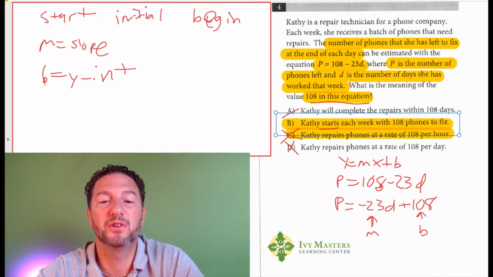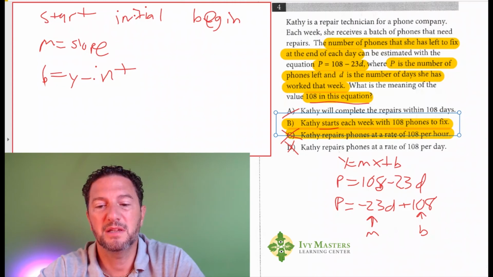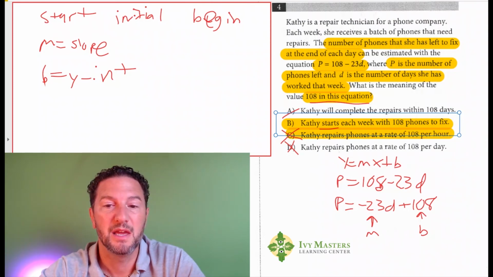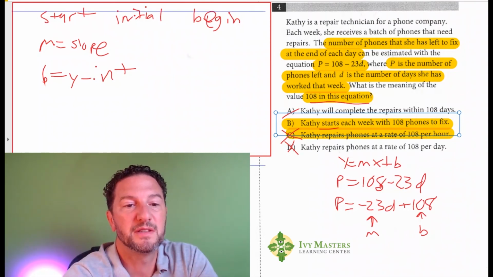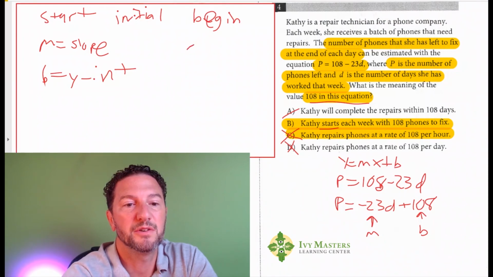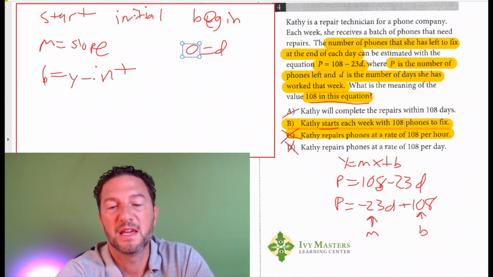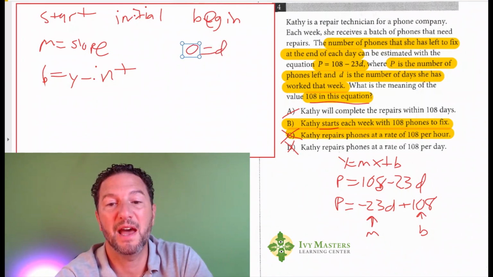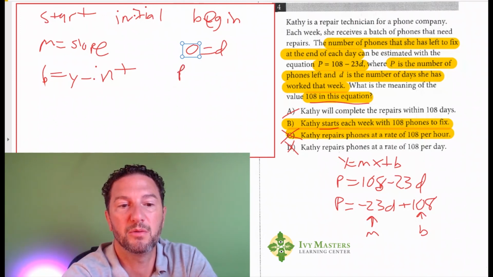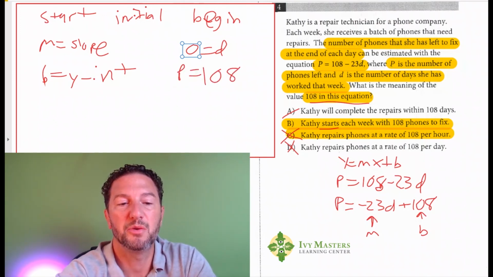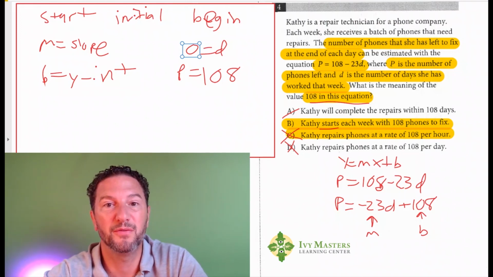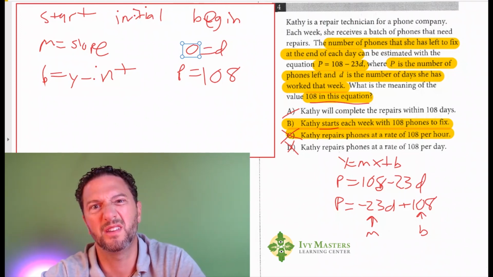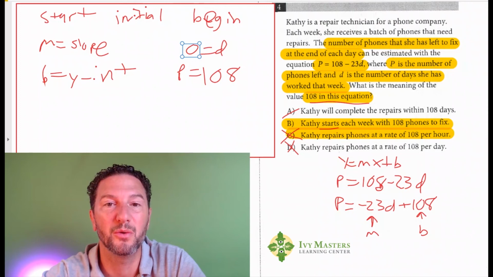And what you could also do to check yourself is to pick numbers. In order to see the significance of the y-intercept, you could plug in 0 for your x. In this case, it would be 0 for your d. And what you'd see is if d equals 0, what you're saying is as 0 days have passed, your p would equal 108, she would have 108 phones left to fix when 0 days have passed. When did 0 days pass? It's once you started the week.